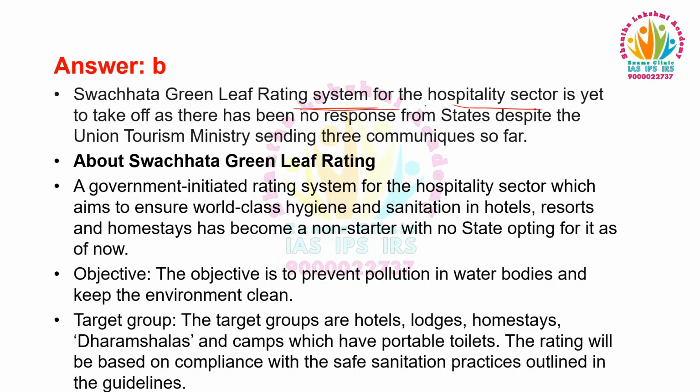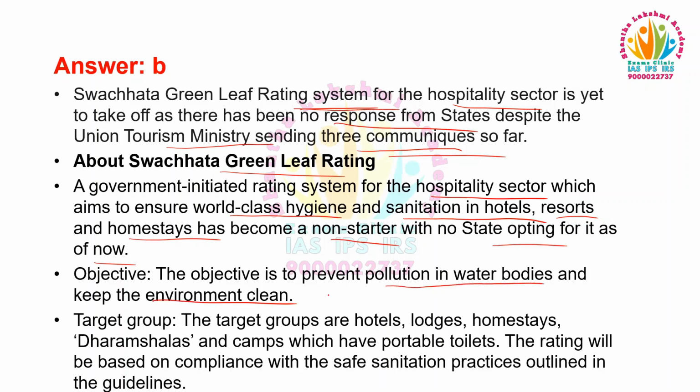The Swachhata Green Leaf Rating system for the hospitality sector is yet to take off as there has been no response from states despite the Union Tourism Ministry sending three communiques so far. About this Swachhata Green Leaf Rating, a government initiative rating system for the hospitality sector, which aims to ensure world-class hygiene and sanitation in hotels, resorts and homestays, has become a non-starter with no state opting for it as of now. The main objective of this is to prevent pollution in water bodies and keep the environment clean.